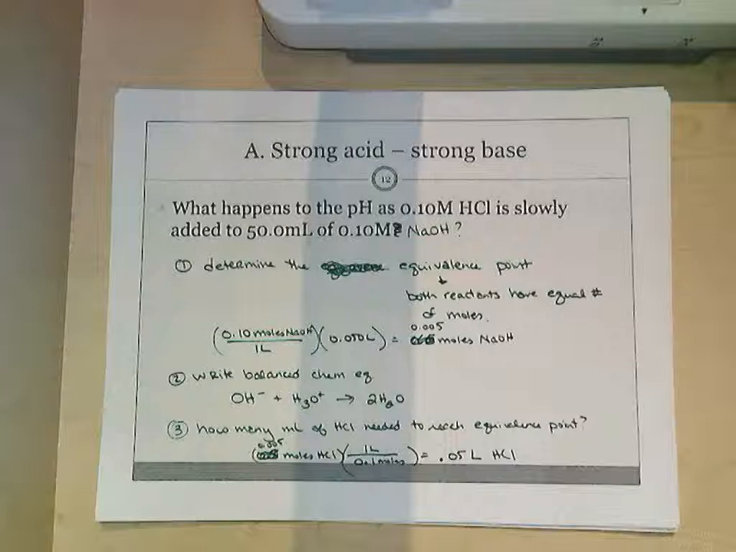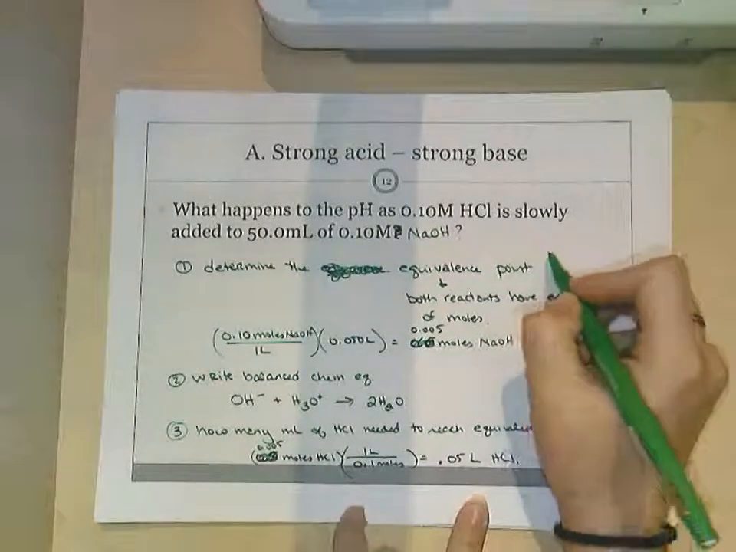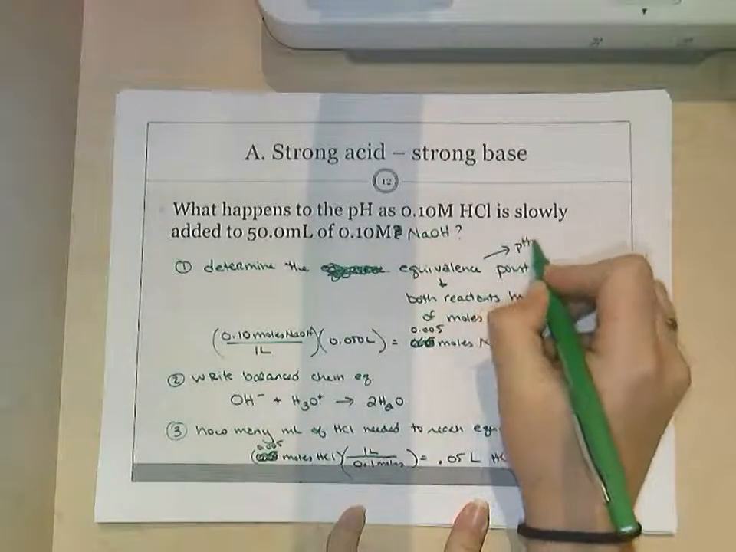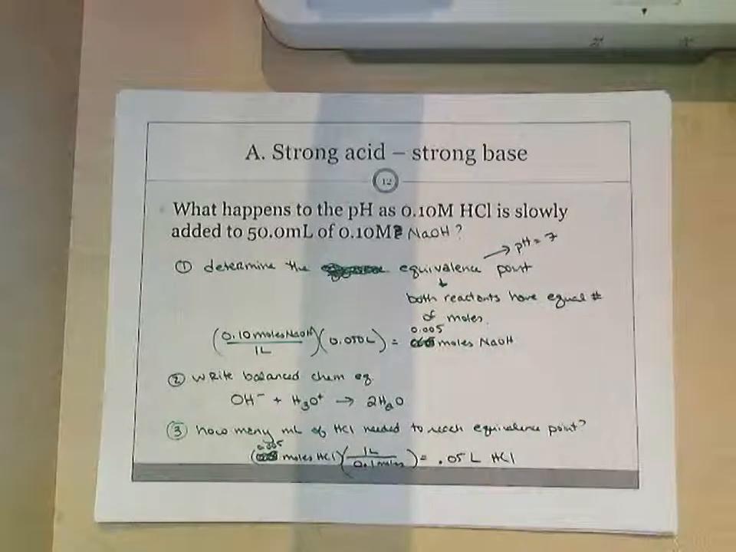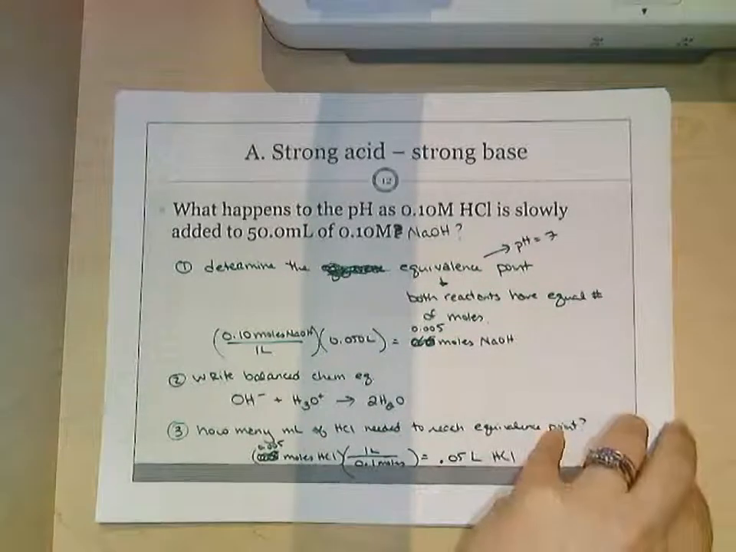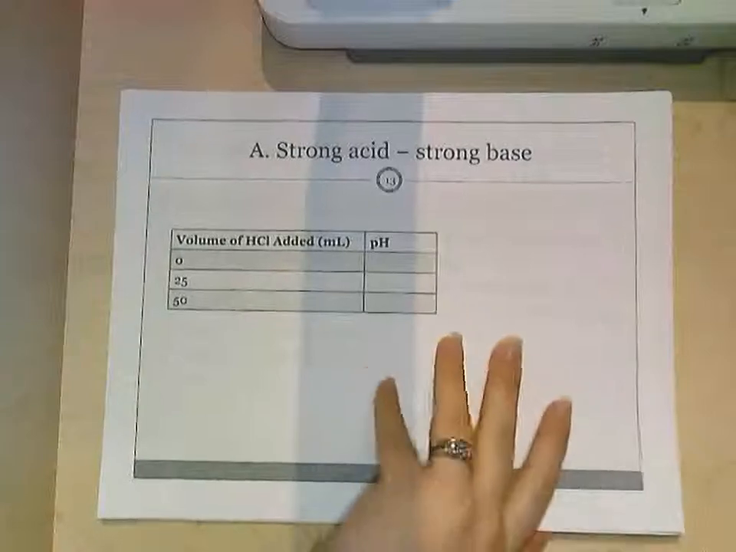All right, follow-up question. What pH is this point, the equivalence point for this reaction? 7, okay? So the pH equals 7 at this equivalence point. So now we have one piece of information about what happens to the pH as I add hydrochloric acid to my sodium hydroxide. So I want to look at 2 other points.